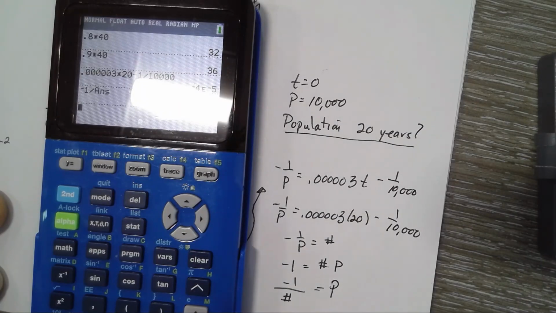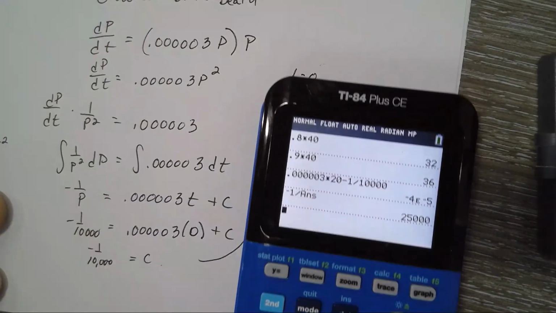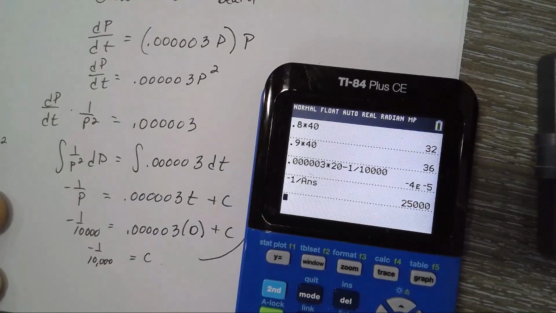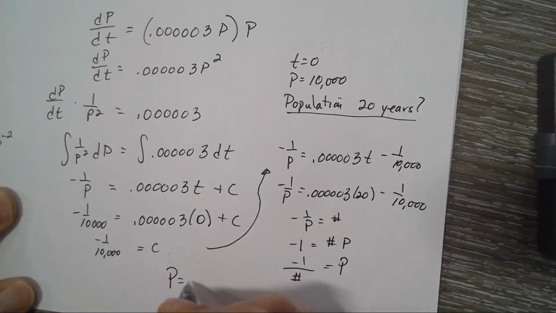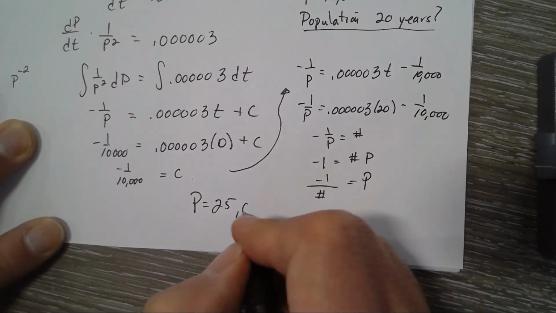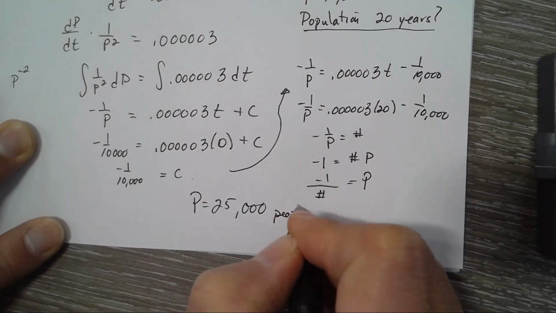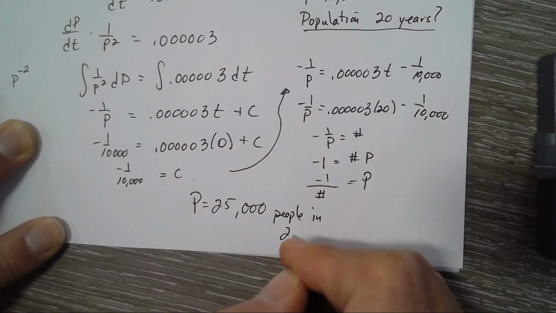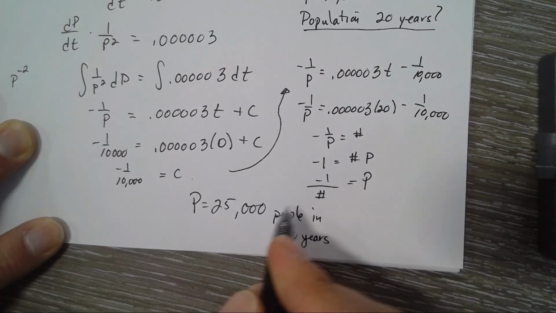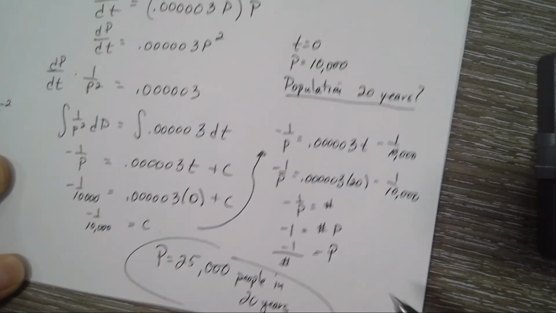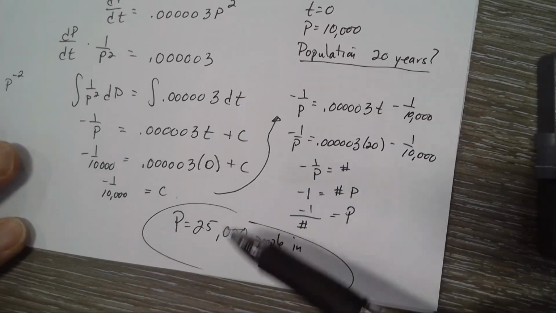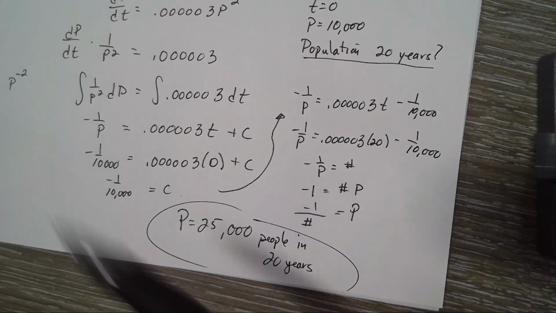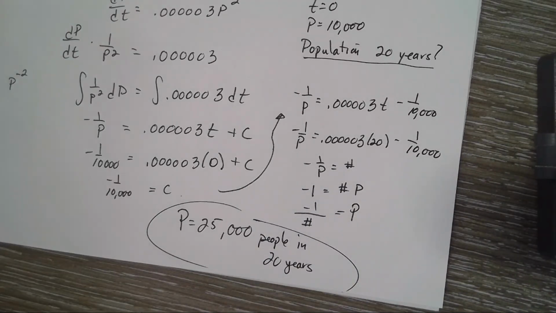And I get 25,000. Seems like a reasonable answer. So our population would be 25,000 people in 20 years. That's quite a bit of growth in 20 years to go from 10,000 to 25,000, but that seems pretty reasonable.